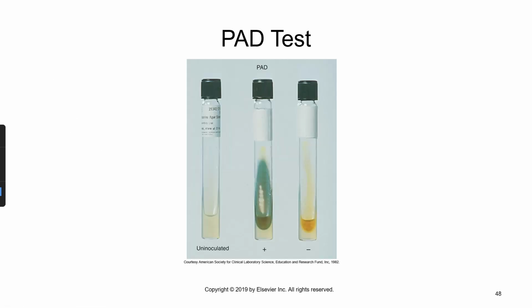So here is phenylalanine deamination. What would happen is we have phenylalanine-rich medium, and if the bacterium has the ability to deaminate phenylalanine, we would put ferric chloride on here and see a green color change if it's positive, and it would not be green. It would turn this yellow color if it was negative.